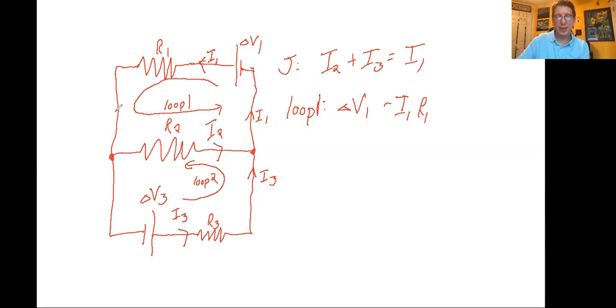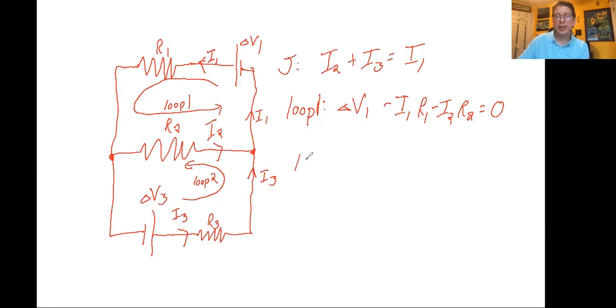The loop continues down here, and you see you have I2 going through R2. And the bottom part of the segment, the loop arrow is going from left to right. The current arrow is also going from left to right. So when the loop arrow and current arrow match up, it's a voltage drop. You have to subtract. So that's minus I2 R2, and that equals 0. So that's the first loop rule equation.